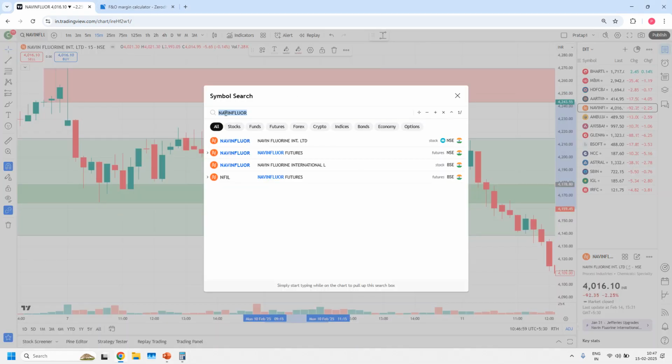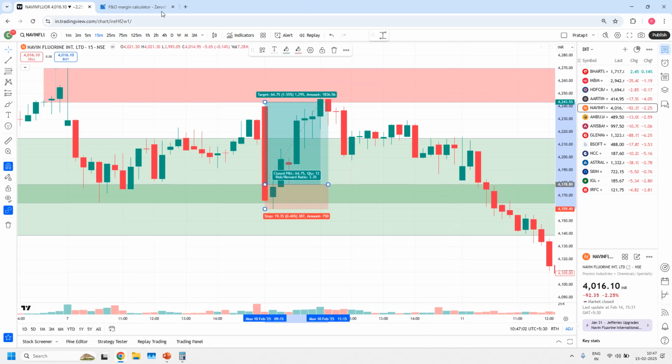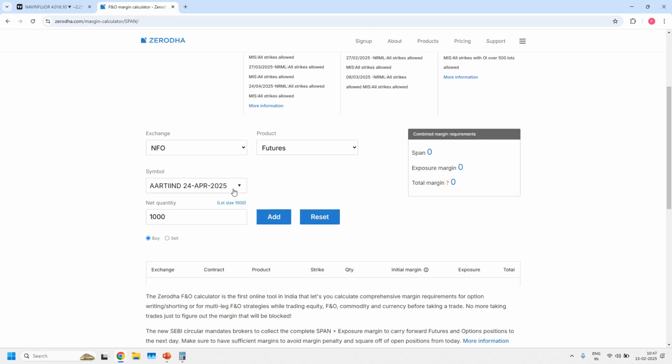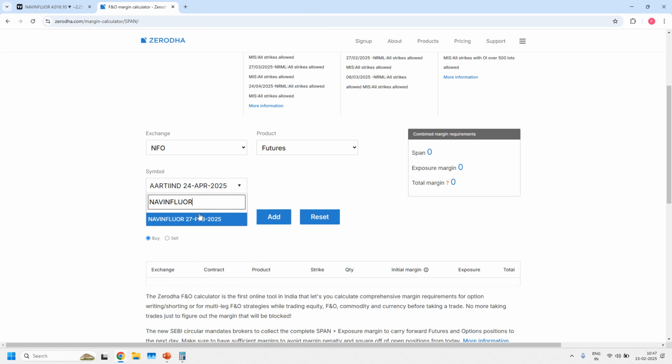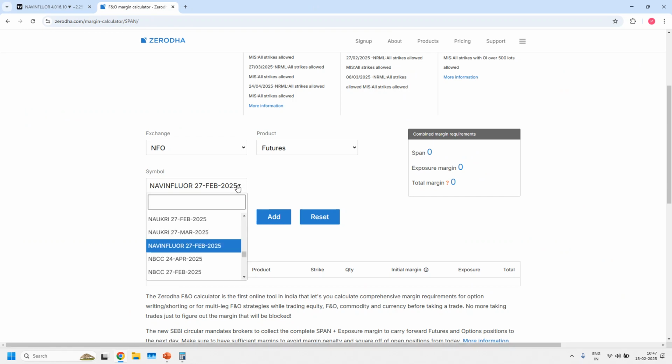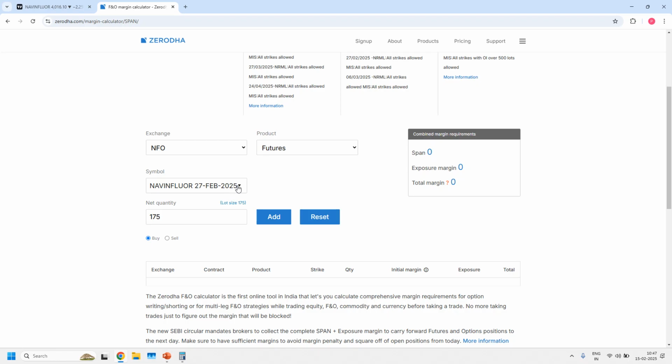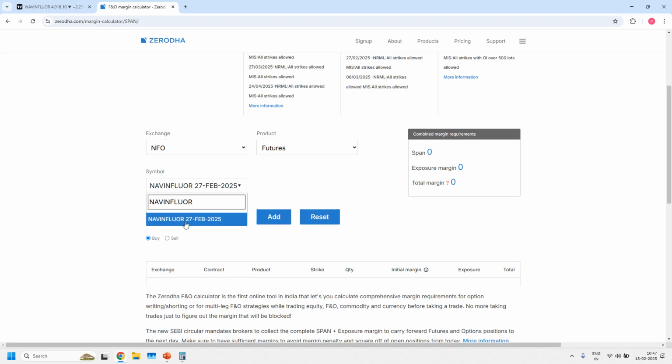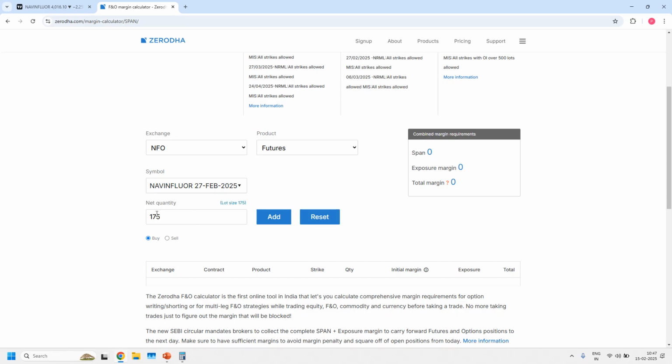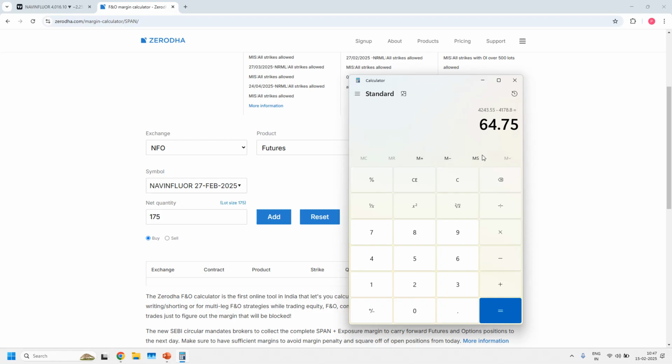Okay, what is the lot size, let us assume if you would have taken a trade in futures. I think Navin Fluorine, this is only the last month. We don't have data after that. Probably this is the last month for this futures. That means they are removing it from the futures, I mean F&O. Okay, anyway. At present it is there, 64.75 into 175 lot size. You would have got 11,331 rupees profit.